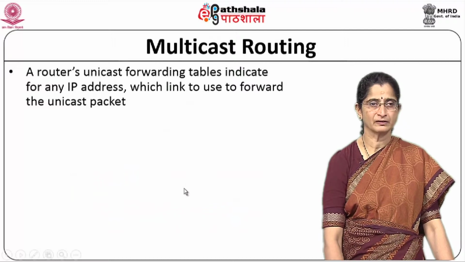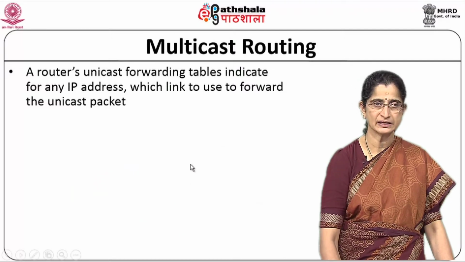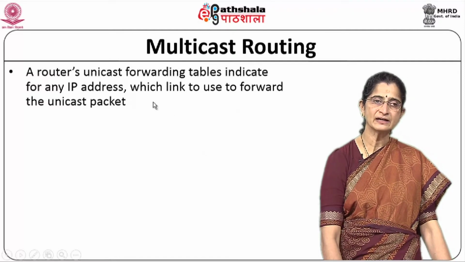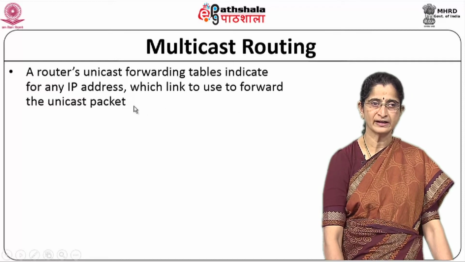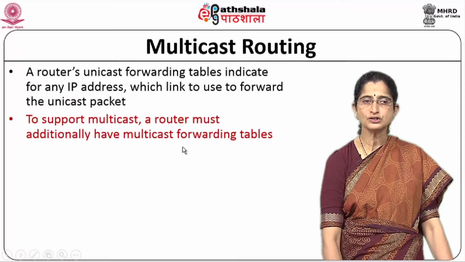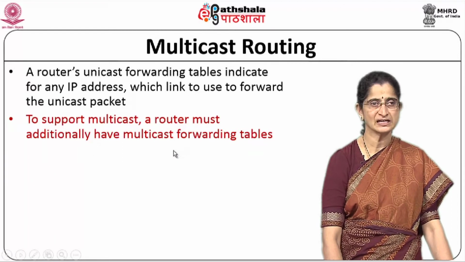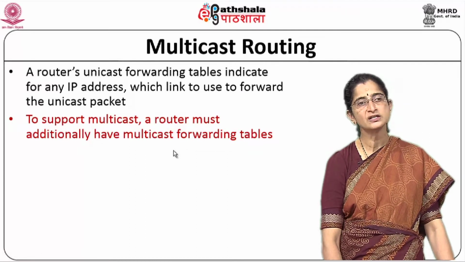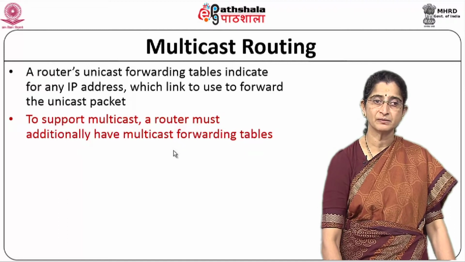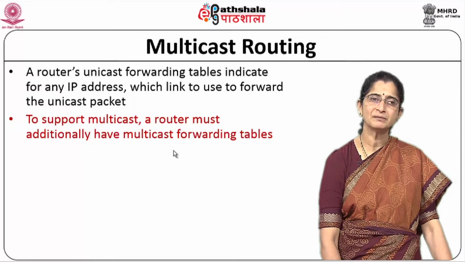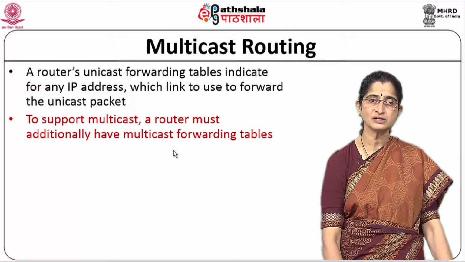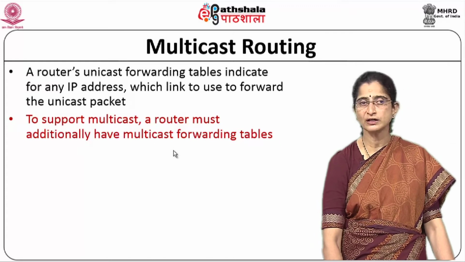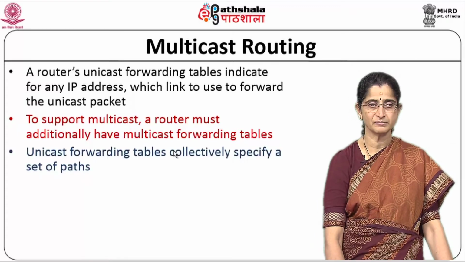The next function we need to look at with respect to multicasting is multicast routing. We know that a unicast forwarding table in a router will indicate which link to use to forward a unicast packet meant for a particular IP address. Now, to support multicast, we need multicast forwarding tables, which means you need destination addresses as multicast addresses, and you need to know the interfaces through which the packet will have to be sent out. Remember, it may not be a single interface, but multiple interfaces, because you may have group members belonging to different networks which may be on different interfaces of a router. So, that information will have to be specified.